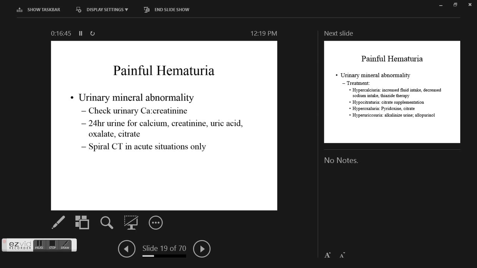So a spiral CT, otherwise known as a helical CT, is the test you want to do. The difference between that CT and an ordinary CT is that your cuts are finer. The cuts are 2 to 3 millimeters in size. So if it's a 2 millimeter stone, it's probably not going to hurt that bad. So you're actually going to get most of your stones that would be of clinical significance on that imaging study. That's about the only time you want to do it. So on your boards, when they ask you, that's not the first test you want to do. You want to check their urine if you're doing more of a chronic evaluation.